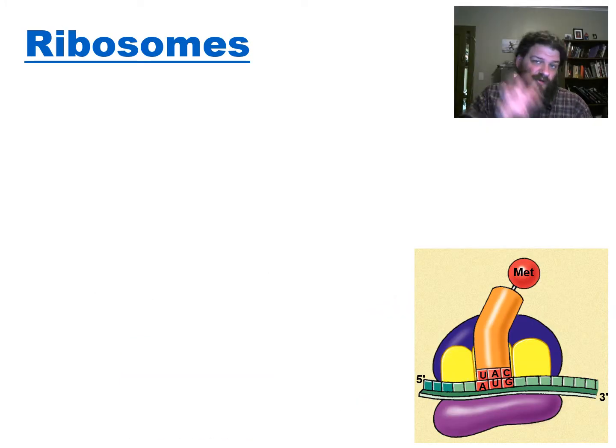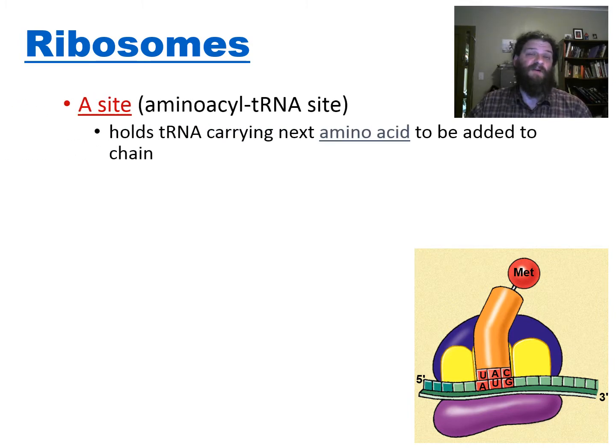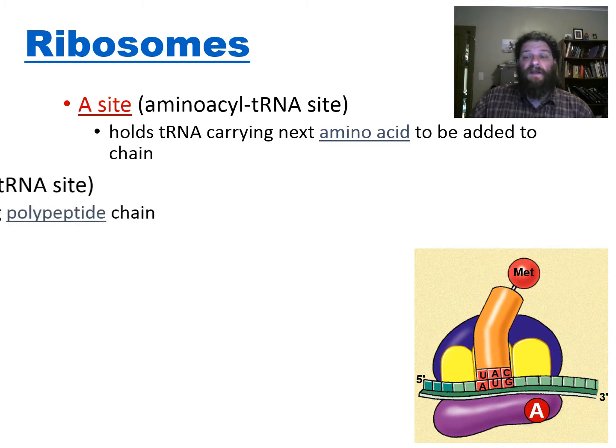The two subunits will clamp down around the beginning of a messenger RNA strand, and the codons will go through the three spots that are available for codons on the ribosome. The first spot is called the A site, or aminoacyl transfer RNA site. This is the one that brings in the new transfer RNAs carrying amino acids, which will fit into this site. And then the whole ribosome will slide up one.